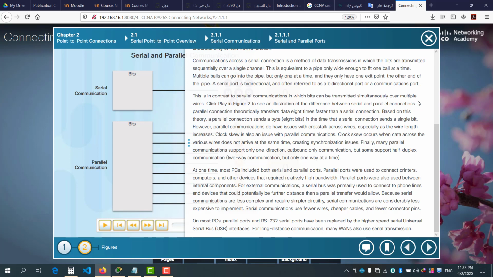Parallel communication, this is important to illustrate or focus on. A parallel connection theoretically transfers data 8 times faster than a serial connection. Based on this, theoretically, a parallel communication sends a byte, which consists of 8 bits, in the time that a serial connection sends only a single bit.